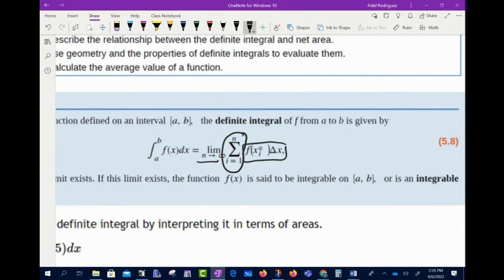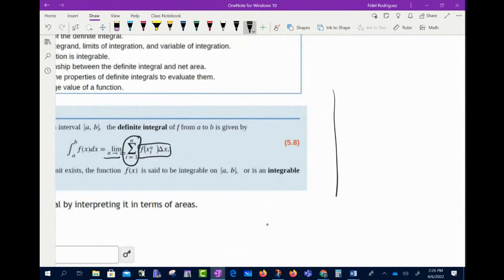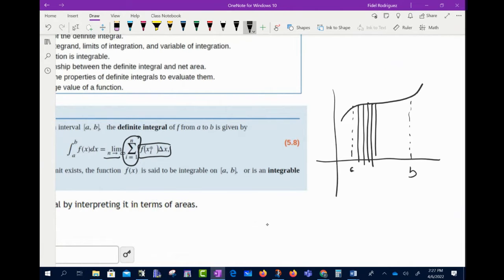What this part means here, y'all, is if I had a function that looked like this, I'm just going to kind of make it up. Here's my a, here's my b. We're going to take these little tiny rectangles. These rectangles are going to be really, really small, I can't emphasize that enough, okay? The distance between each of those rectangles is delta x, okay?